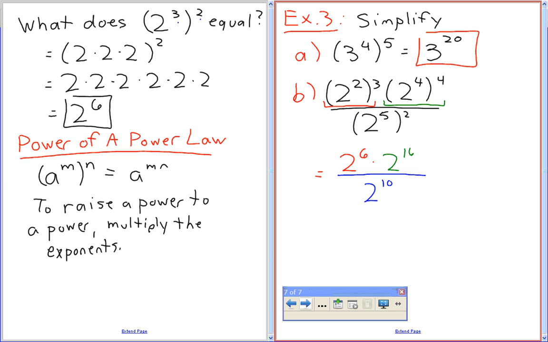Okay, I would like the supply teacher to hit pause right now. And if there are any questions, please ask. No? Perfect. Wonderful. Noah, 2 to the 6 times 2 to the 16. What do we do when we're multiplying? What happens to the exponents? Very good. We add. So this is going to turn to be 2 to the 22 all over 2 to the 10. All right, Leah, when you are dividing exponents, what do we do? Okay, we subtract. So this is just going to be 2 to the 12.